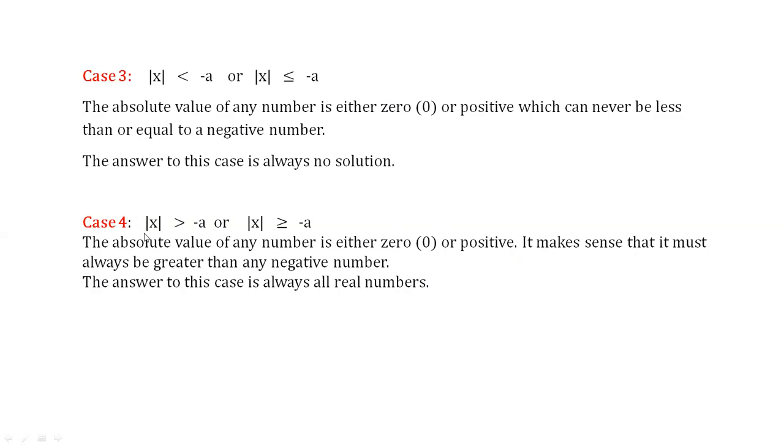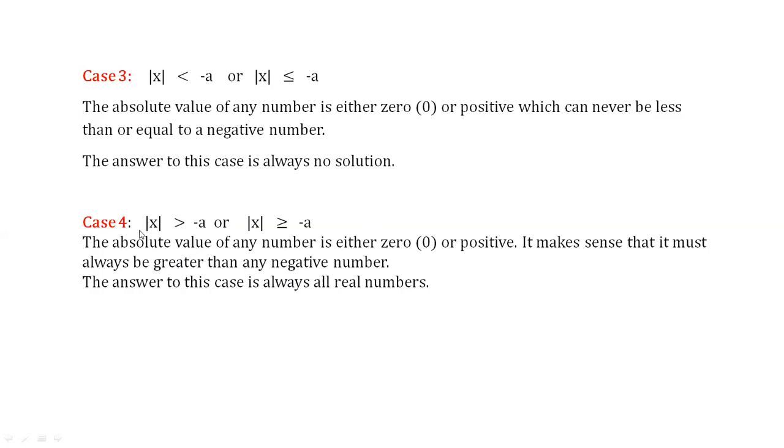So as we all know, the absolute value of x is always equal to a positive number, or it can be equal to 0, but it cannot be less than 0. So all the positive numbers are greater than a negative number. So the absolute value of a number is positive, so all the numbers are greater than minus a. So the answer for this case is always all real numbers verify the given inequality.